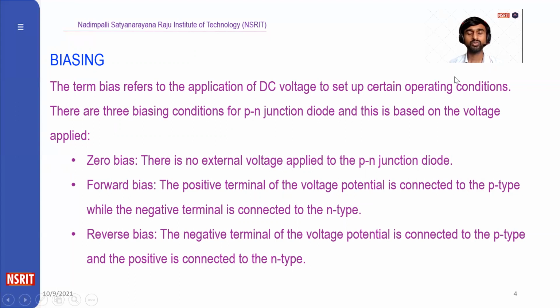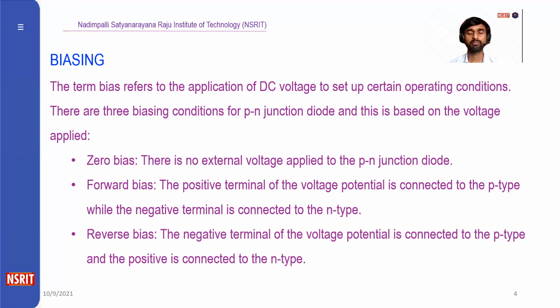Now, coming to the different types of biasing, we have three types: zero bias, forward bias, and reverse bias. So what do you mean by zero bias? It means when no external voltage is applied. When there is no external voltage applied to a PN junction diode, it is called zero biasing.